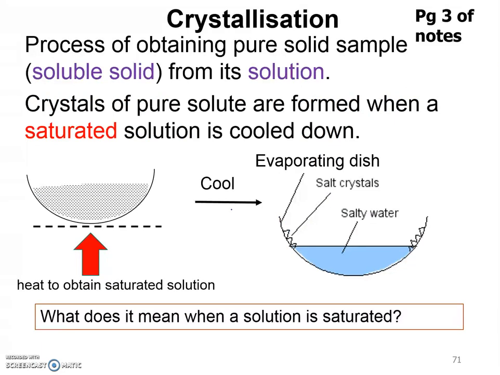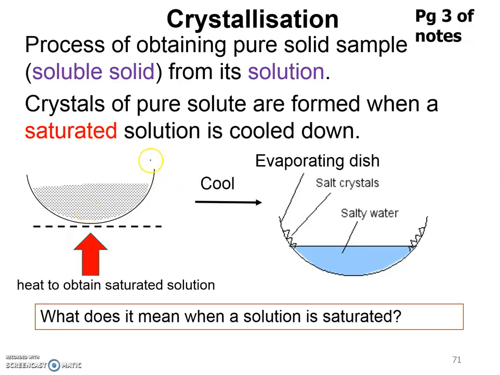Now, another way we can get a soluble solute from its solution is through crystallization. It is similar where we heat the solution in an evaporating dish. However, we heat it to evaporate only part of the liquid. Then we cool it down to room temperature slowly. But how do we know how much to evaporate, right?